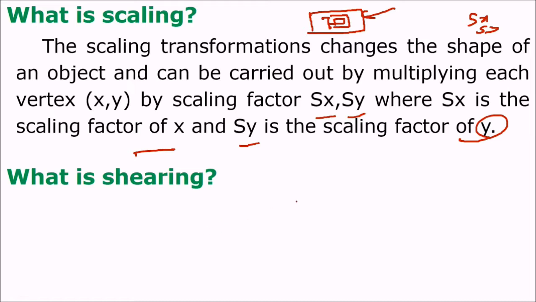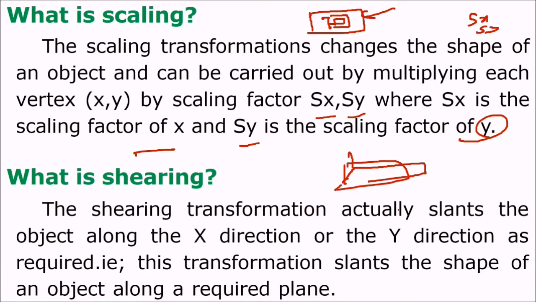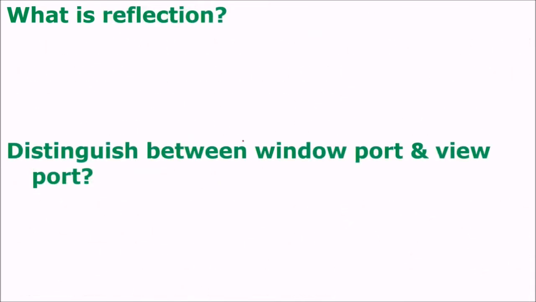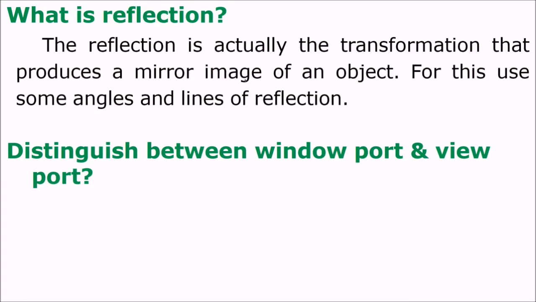What is shearing? If you press this object, it will look like this. Shearing transformation slants the object along the x direction or the y direction as required. This transformation slants the shape of the object along the required plane. What is reflection? Reflection is the transformation that produces a mirror image of an object. This is a mirror image. For this, we use some angle for the line of reflection. This is a line of reflection at a certain angle.